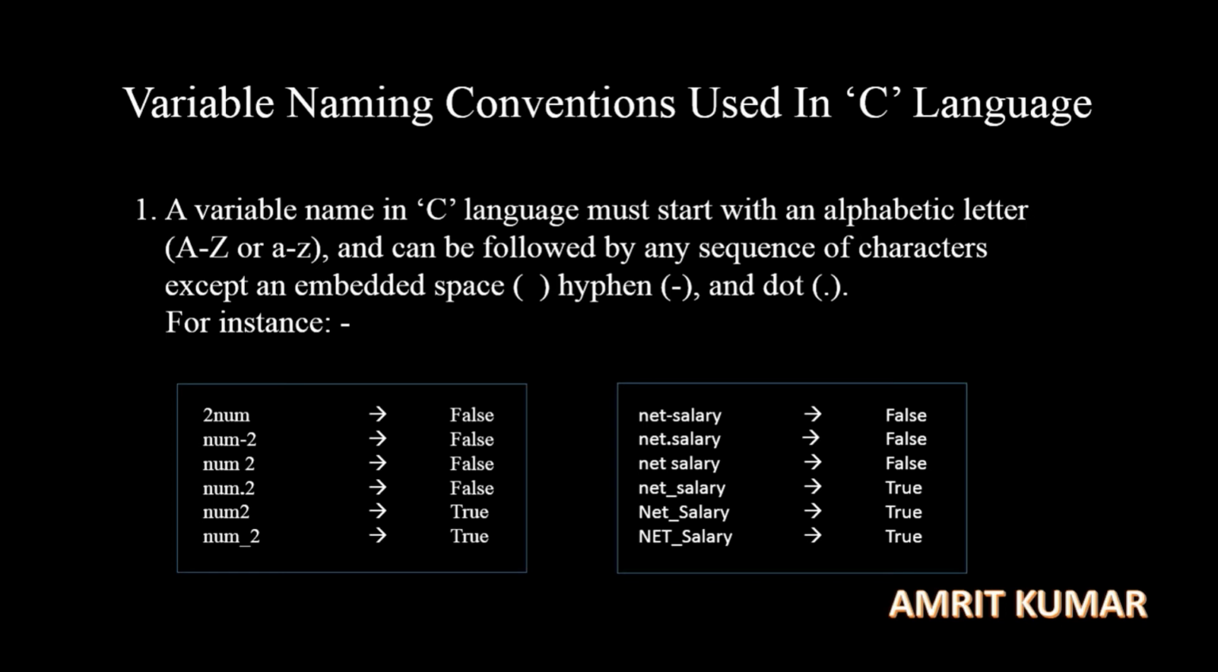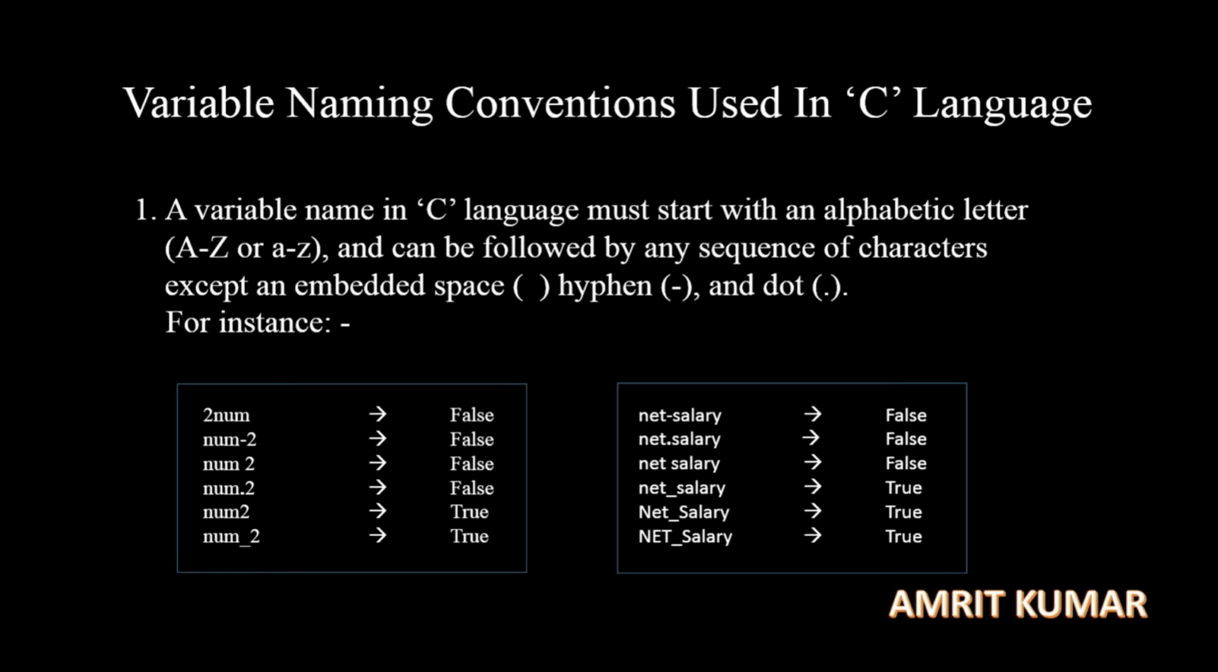So we have talked about the naming convention of the C language. So let's look at the rules again for a better understanding of variables and their naming convention. A variable name in C language must start with an alphabetic letter, like capital A to Z or small a to z. So this is an alphabet character or letter, and it can be followed by any sequence of characters except an embedded space, hyphen and dot.